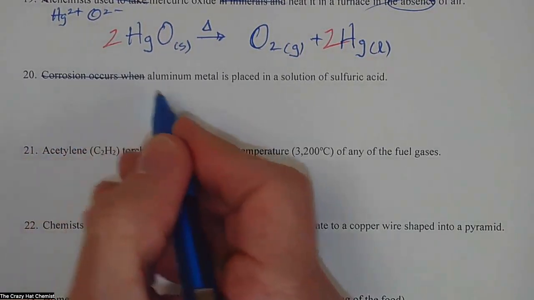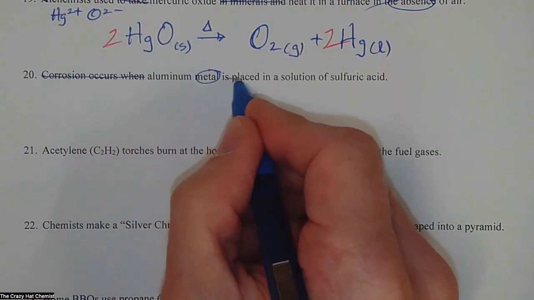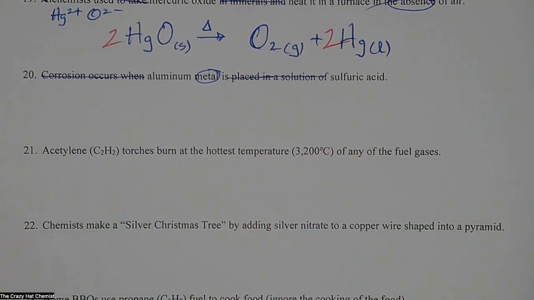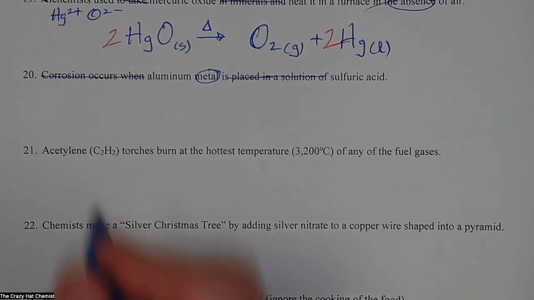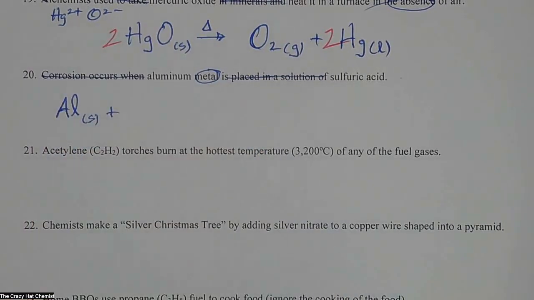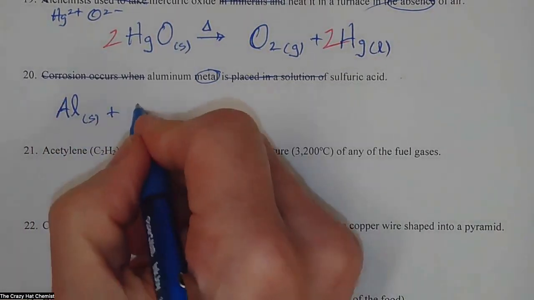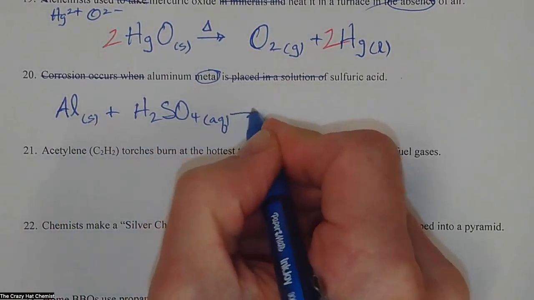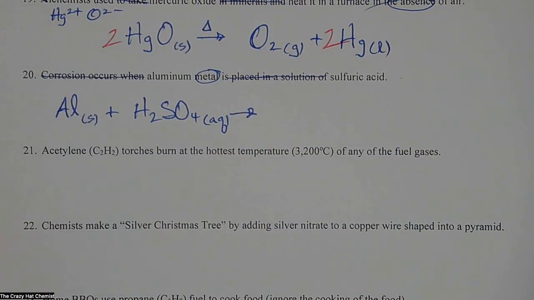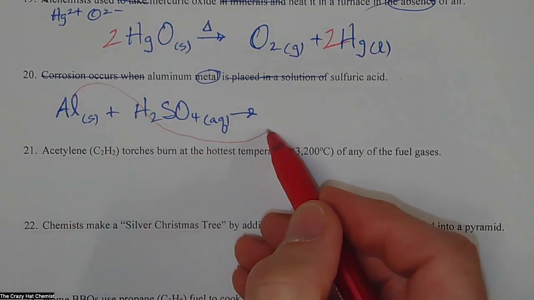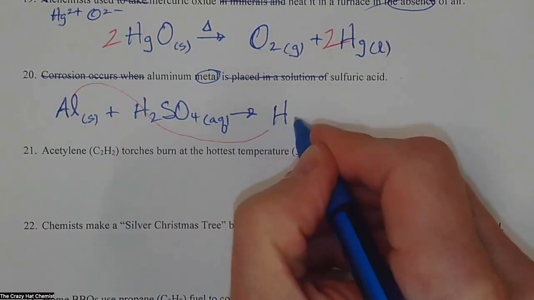Corrosion occurs when aluminum metal is placed in a solution of sulfuric acid. Sulfuric acid is always a solution. Anyways, aluminum. Aluminum, that has a zero charge, therefore it's a solid, plus sulfuric acid, that's coming from the sulfate ion, that's H2SO4, and that is most certainly aqueous. Okay, this is a single displacement reaction. That's right, folks, single displacement reaction. So this aluminum is going to displace the cation, which is hydrogen, and that forms hydrogen, which is diatomic.